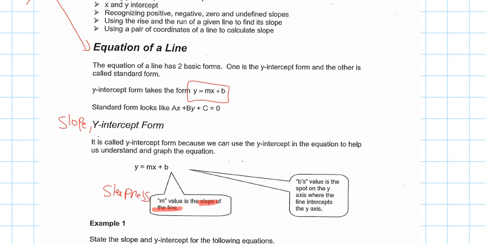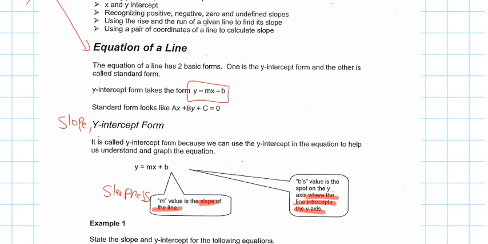Okay? The b value that is added or subtracted, it's the y-intercept. So it's where the y-axis and the line intersect. So it's where the line intersects the y-axis.